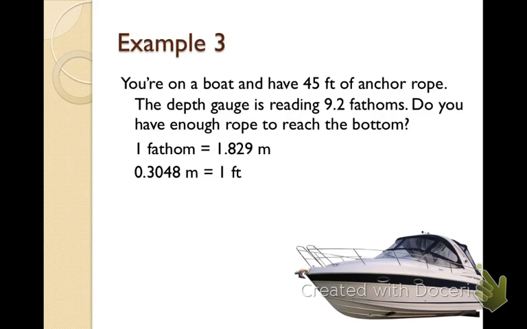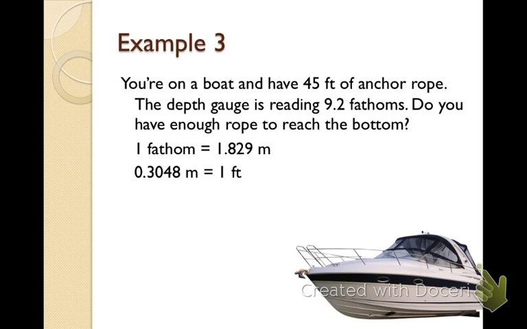So example number 3. You're on a boat and have 45 feet of anchor rope. The depth gauge is reading 9.2 fathoms. Do you have enough rope to reach the bottom? This may never happen to you, but this actually surprisingly happened to me the other day, and I needed to know if we had enough rope. So we can figure out that 1 fathom is equal to 1.829 meters, and 0.3048 meters is equal to 1 foot. Those conversion factors should be given to you.